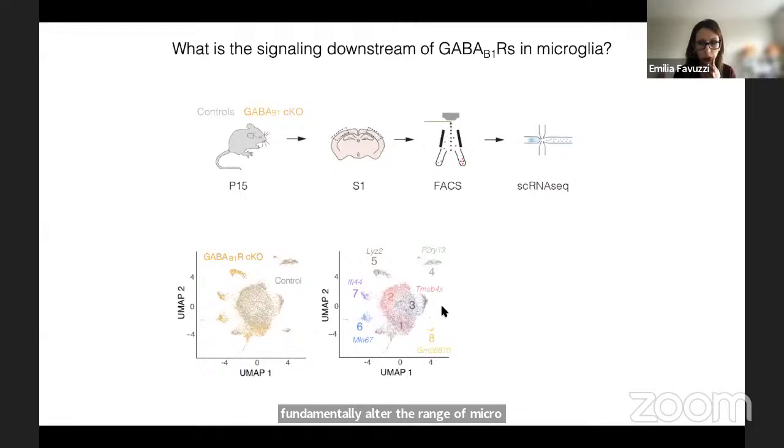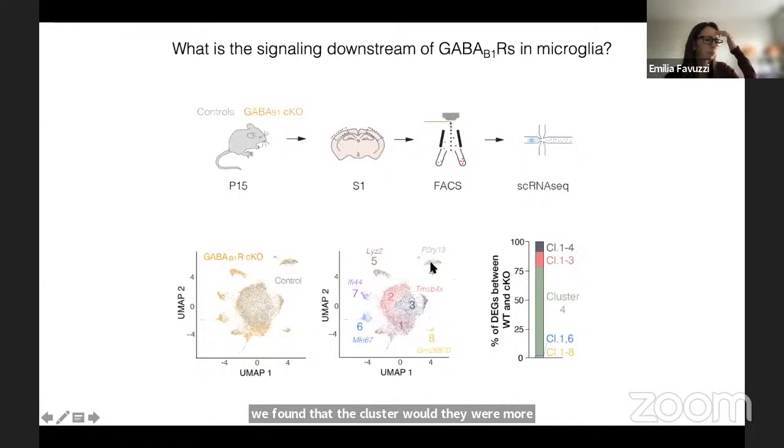So then within each of these mixed clusters, we compared control and knockout cells, and we found that the cluster where they were more different was this cluster 4. Now, cluster 4 contains microglia that express higher levels of what is known as homeostatic microglia core genes, the more mature microglia.